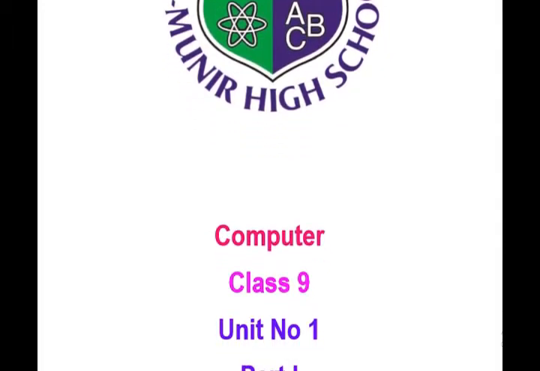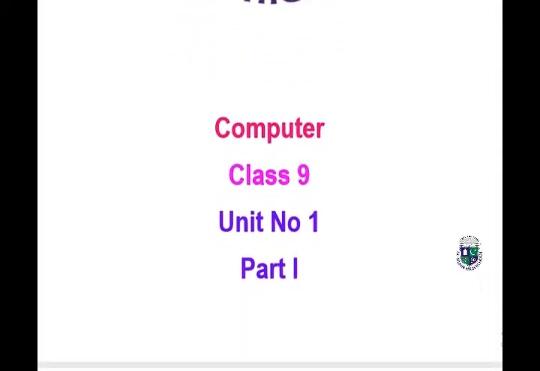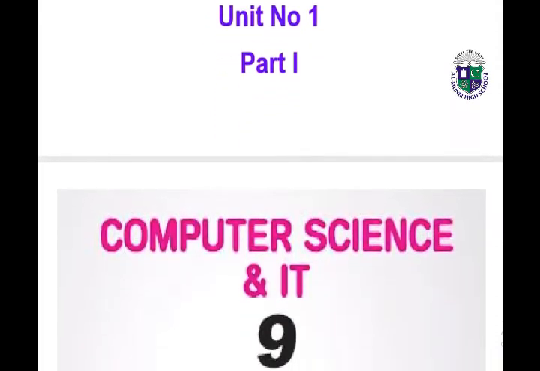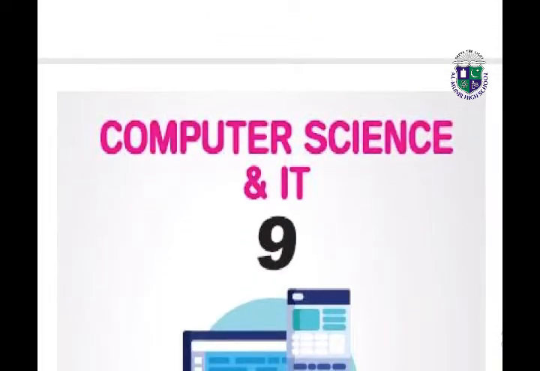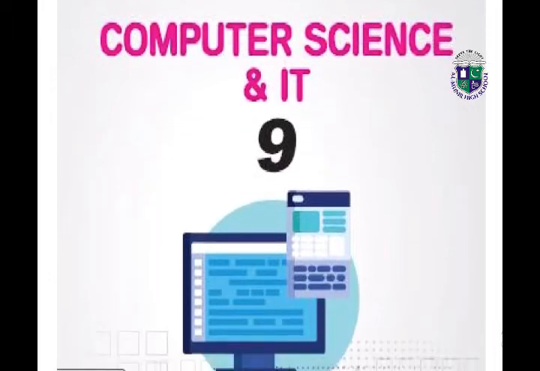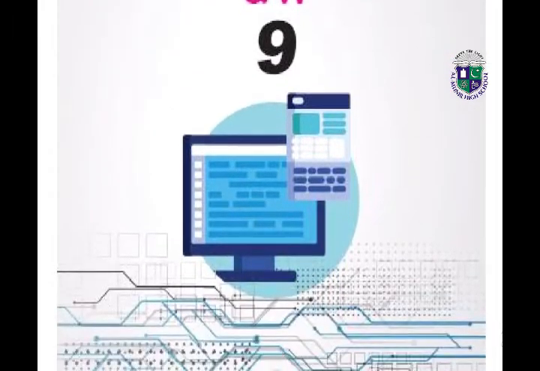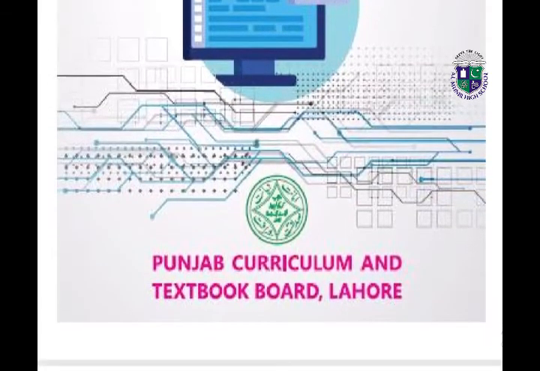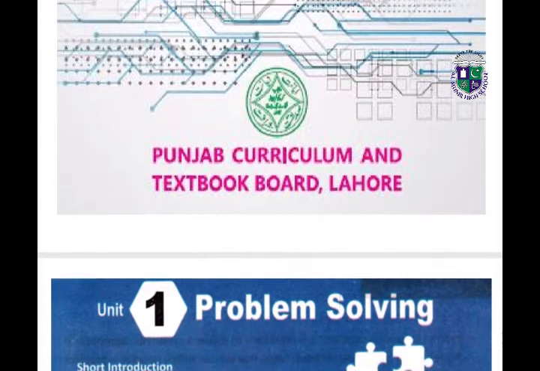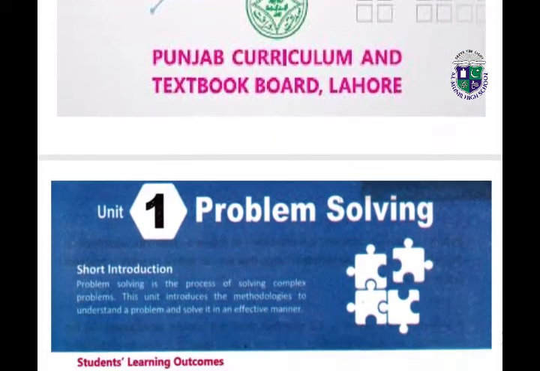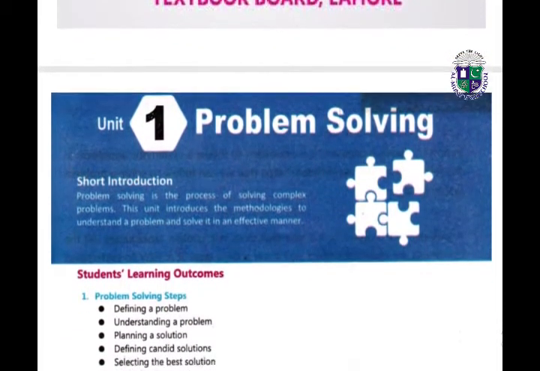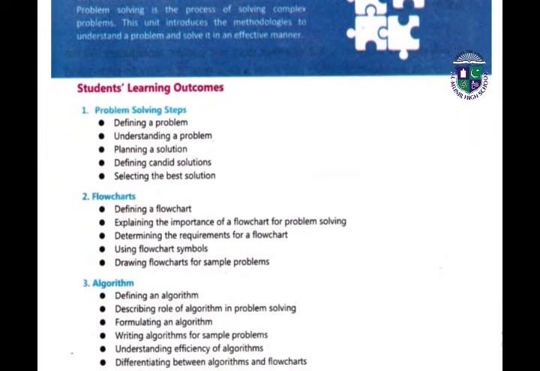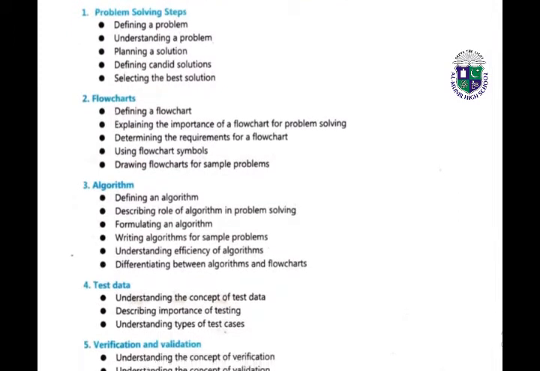Class 9. This is your computer lecture. Unit number is 1. And this is your computer science and IT book title for class 9. Today we are going to discuss our unit number 1, which is about problem solving. So here we will solve our problems by adopting a number of steps.